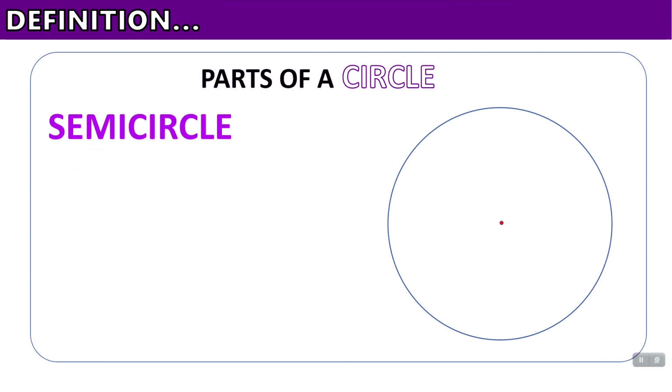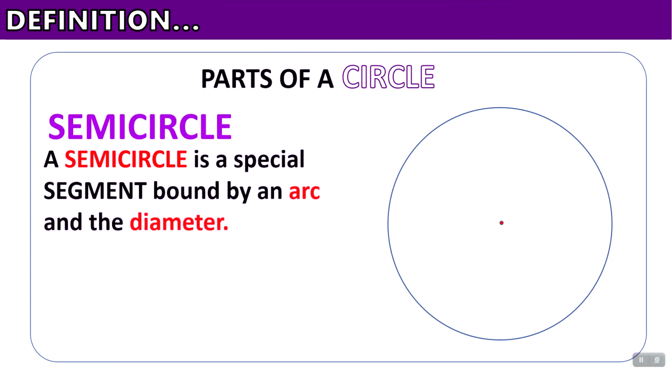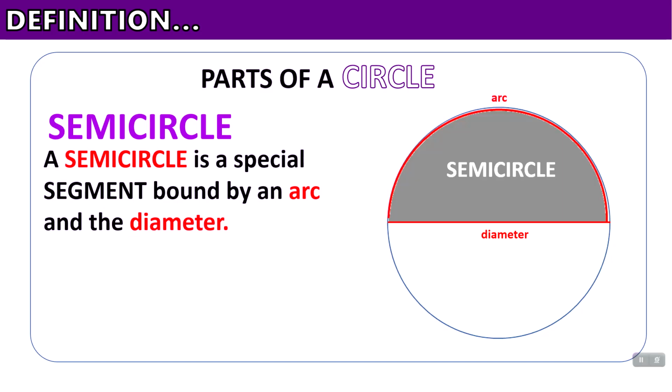And now a special segment we will look at is called a semicircle. A semicircle is a special segment bound by an arc and the diameter. We just learned that a segment uses a chord and an arc. And for a semicircle, the chord that it uses is actually the diameter. Here's the diameter. It passes from the circumference through the center and out again towards the circumference on the other side. And the arc above gives us a region inside we call the semicircle. Semi being half, so this is a half of a circle. So we can see the semicircle is at the top, and underneath there is also a semicircle.